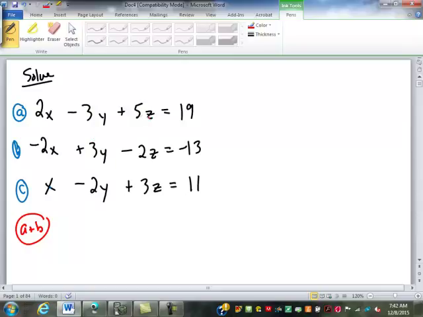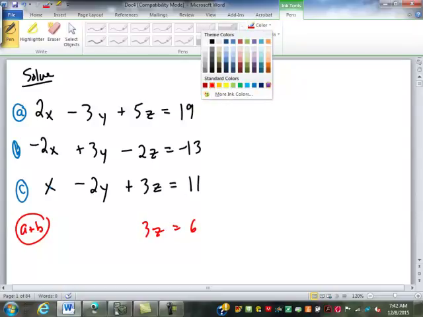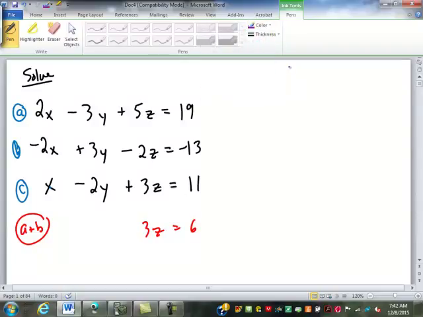So now we have 5z plus negative 2z is 3z, and then 19 plus negative 13 is 6. 3z equals 6. Two variables disappeared on us. That's not necessarily a bad thing. Now all we have to do is divide by 3, z equals 2. That doesn't happen very often, but when it does, it makes life a lot easier on us.